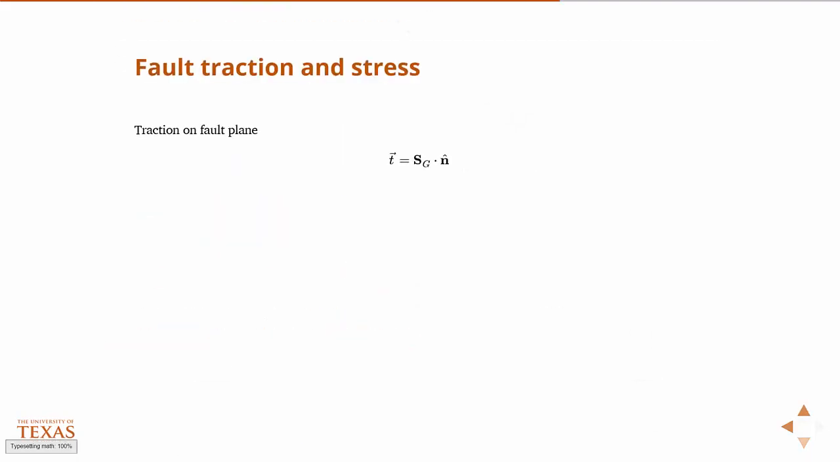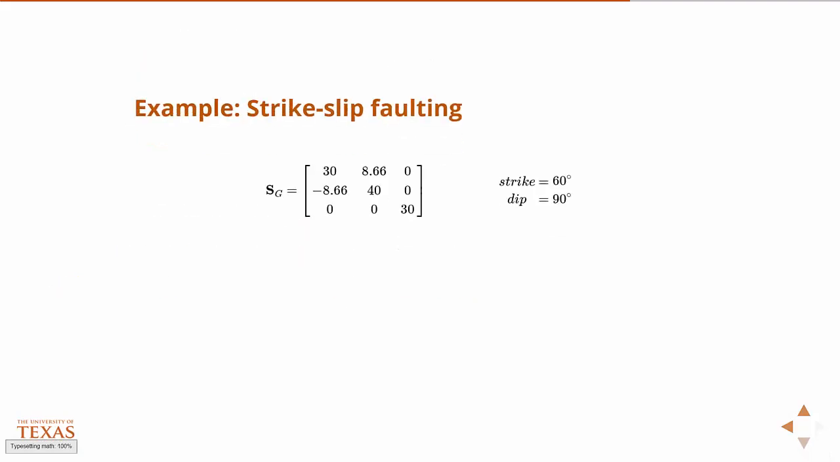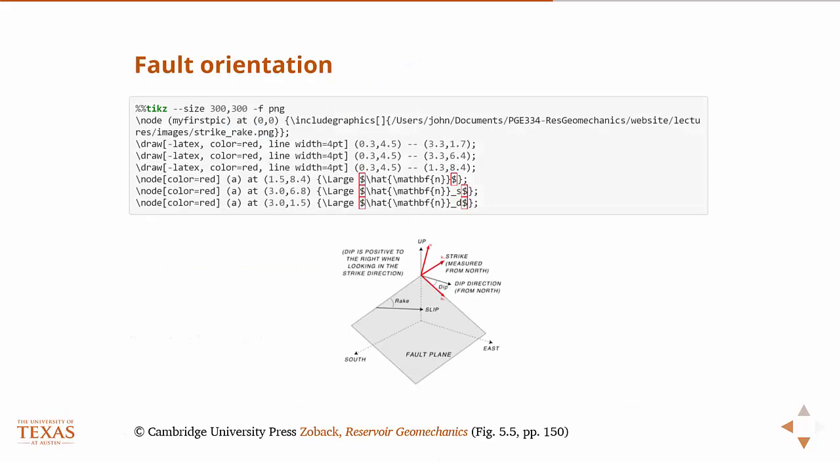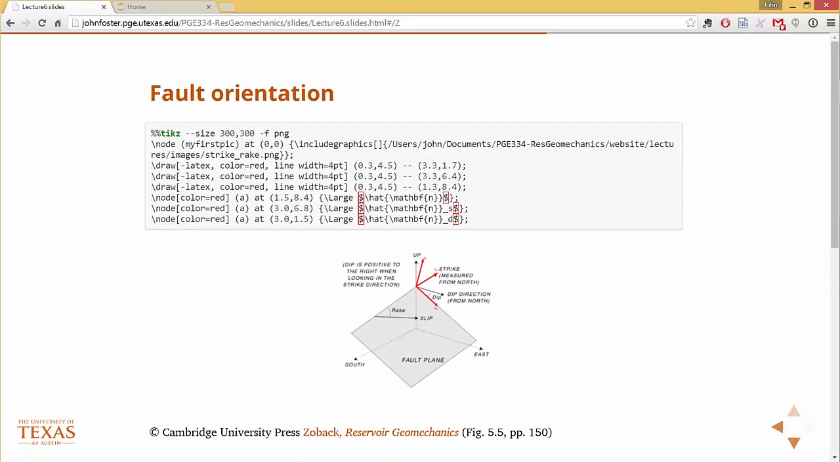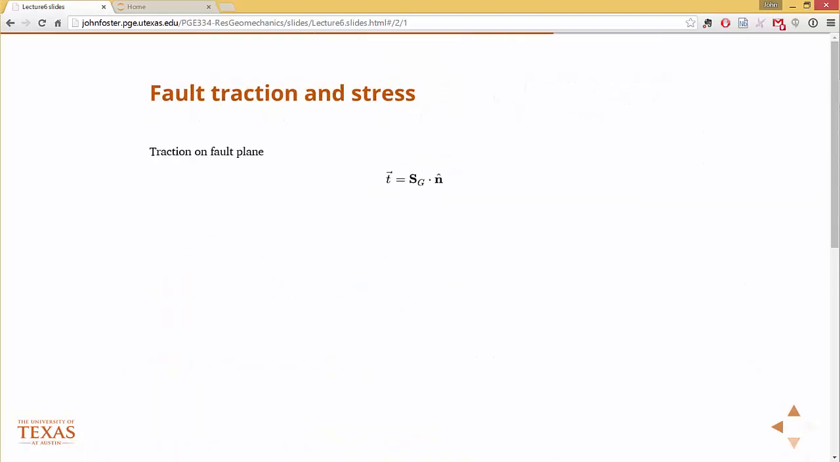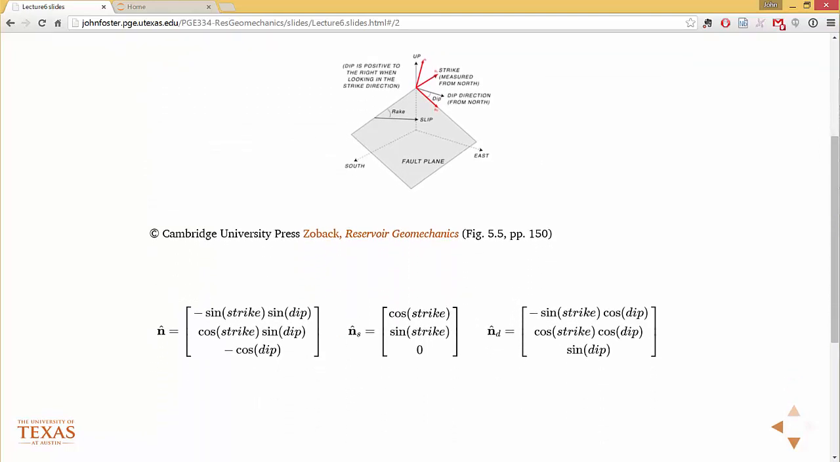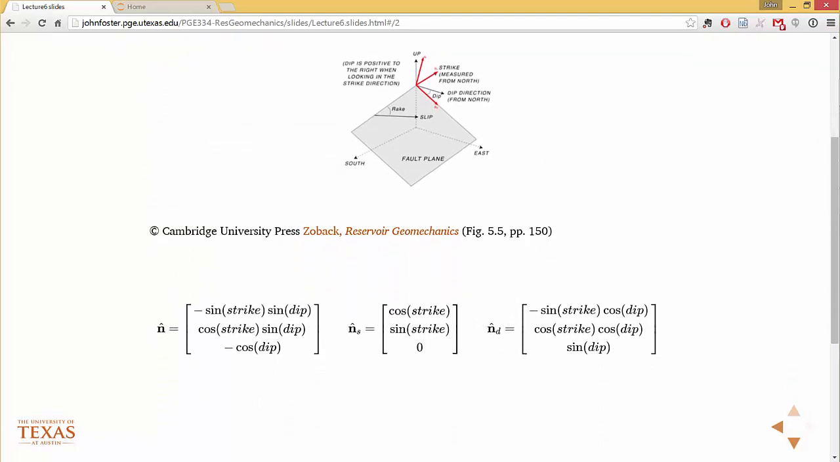I think it's off the screen there. There they are, sorry. They're off the screen. But those vectors geometrically are just that. If you know the angle of the strike and the dip as defined up there, then you just plug them in and you can get those normal vectors.